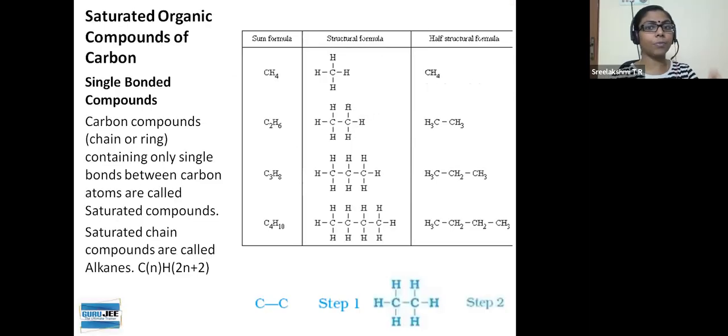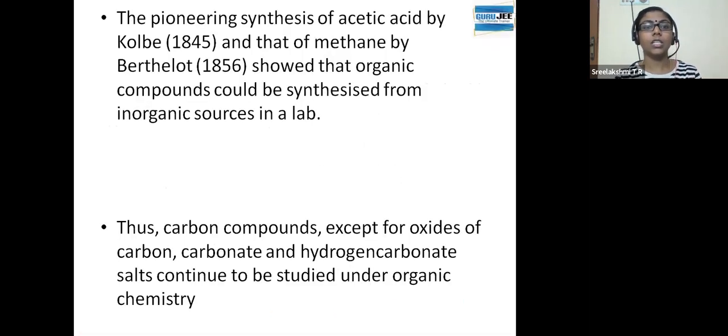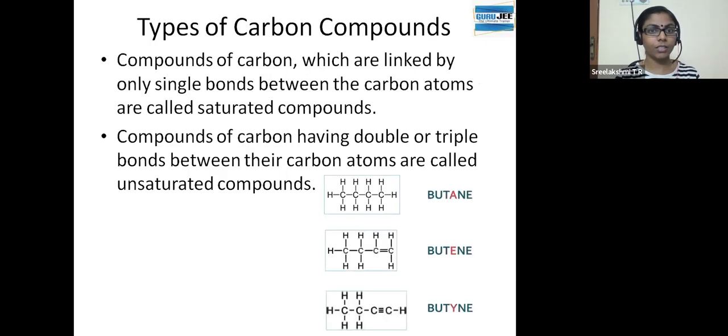Saturated organic compounds, the pattern. This I haven't given you, isn't it? Saturated organic compounds, that is single bonded compounds, I haven't given you this note. So you start from here, types of carbon compounds, and then I will show you the other slide I have given you.